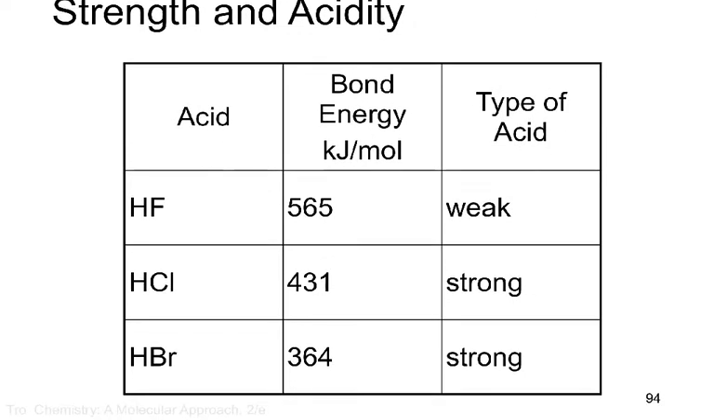Here we can look at bond energy and see that trend. The bond energy decreases as we go down the table, and the type of acid goes from weak to strong.